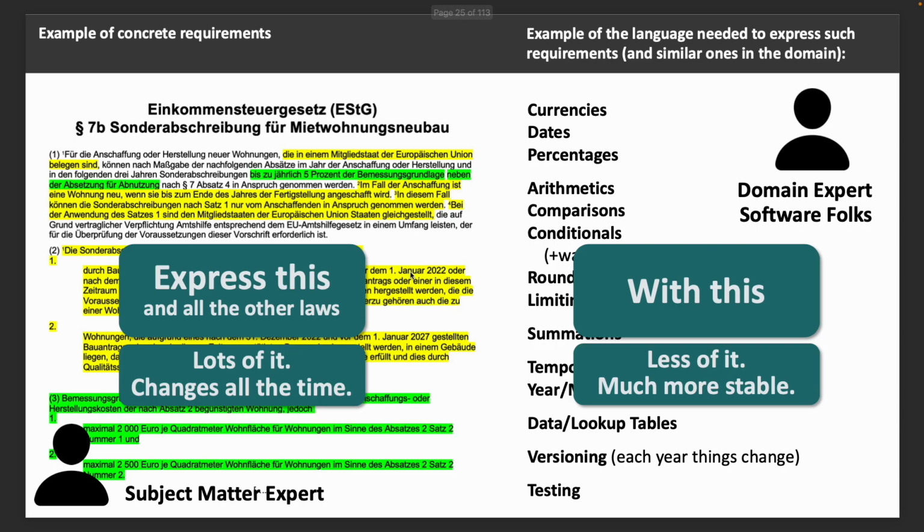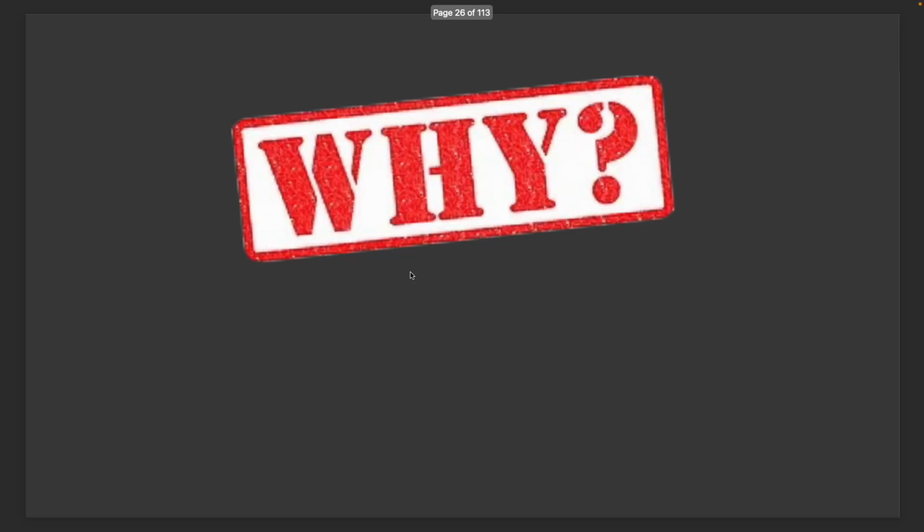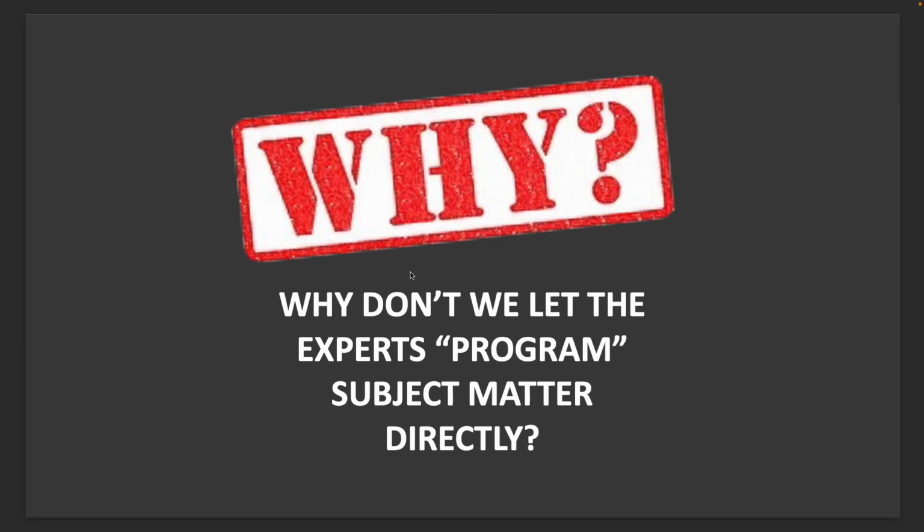This is, of course, much more annoying, honestly, to the software people and inefficient than just once building a language that has things like currencies, dates, percentages, arithmetic operations, data lookup tables, versioning, testing, and stuff, and then give that language, suitably designed, to the subject matter experts to program directly. So again, why? Why don't we let the experts program? Put that in quotes because some people don't like the term. They prefer configure or model or specify, whatever. Doesn't matter. So why don't we let the experts program the subject matter directly?